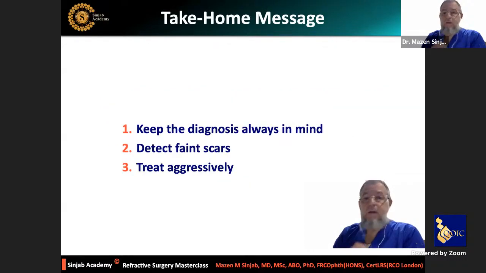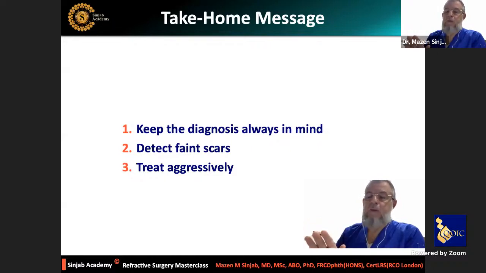So, to take a take-home message, we have to keep the diagnosis of meibomitis-related keratoconjunctivitis in mind, and we have to detect faint scars, because sometimes faint scars are not because of herpes virus. As we always say, okay, very faint superficial scar, maybe the patient had previous herpes virus. No, maybe the patient has meibomitis-related keratoconjunctivitis. And this disease is very, very aggressive, so we have to treat it aggressively. And thank you very much.